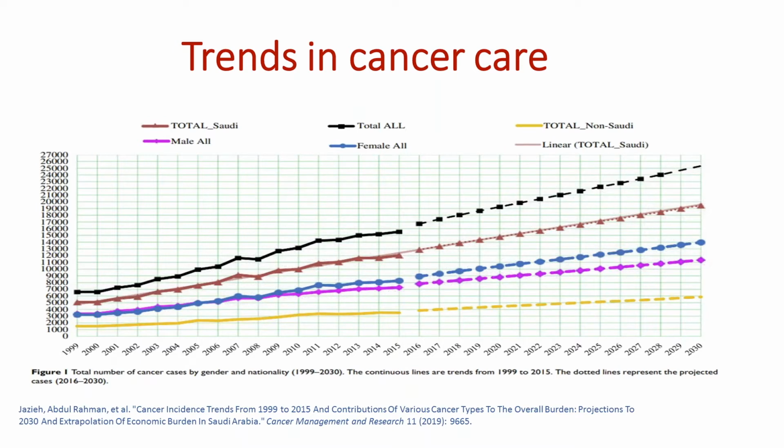And the right side is the projection of the number of new cases up to 2030, and it showed that the forecast of new cancer cases will increase to almost 20,000 cases in 2030, a rise of as much as 63% from 2015 numbers.